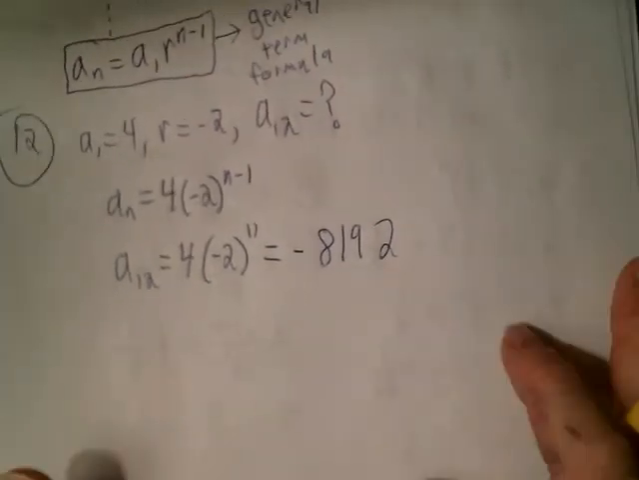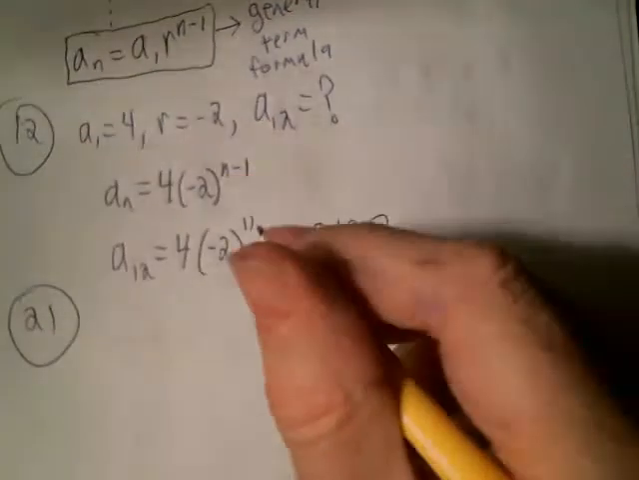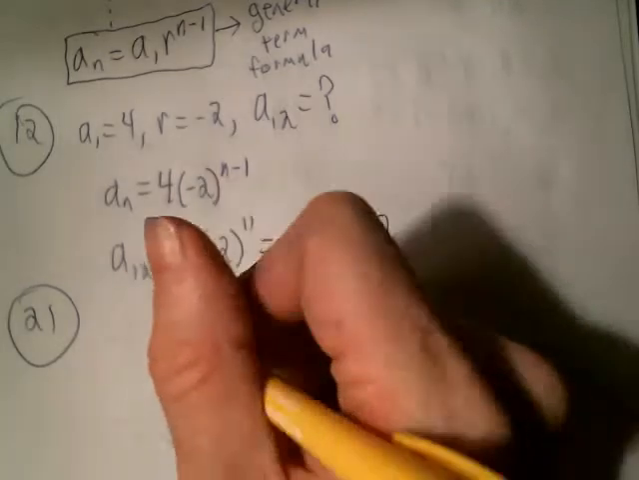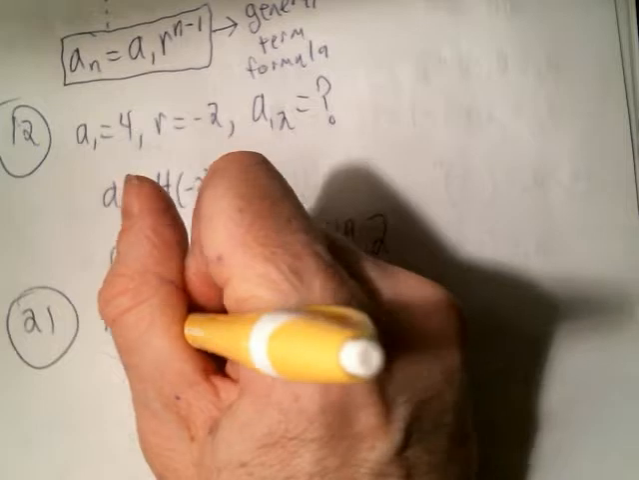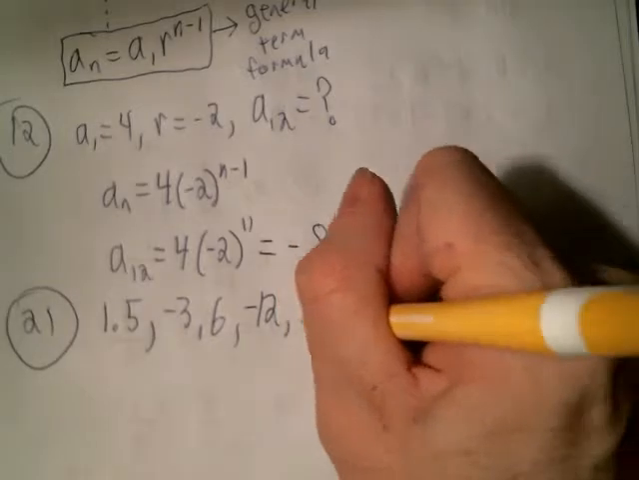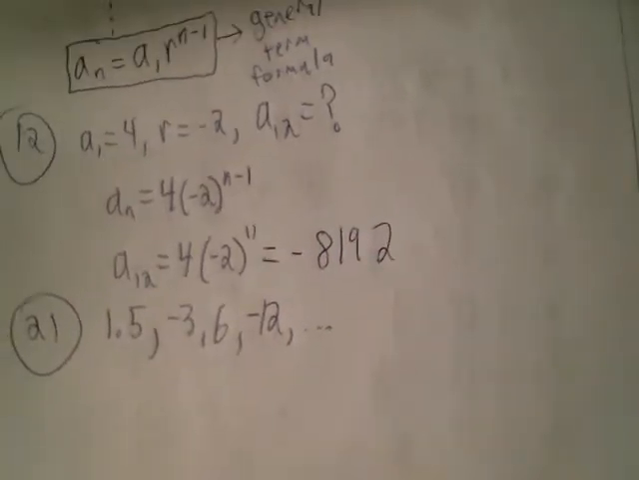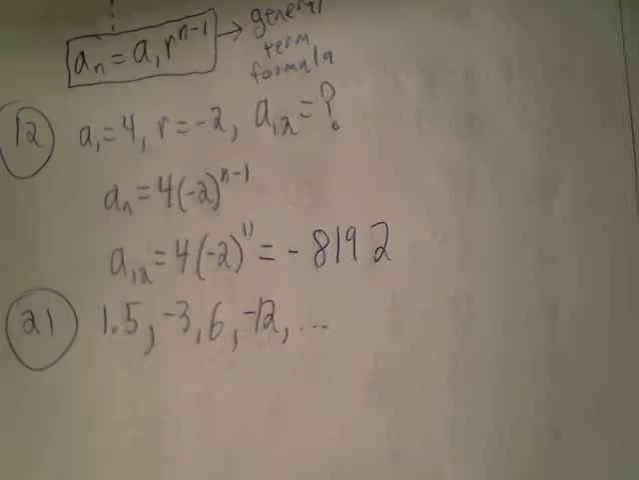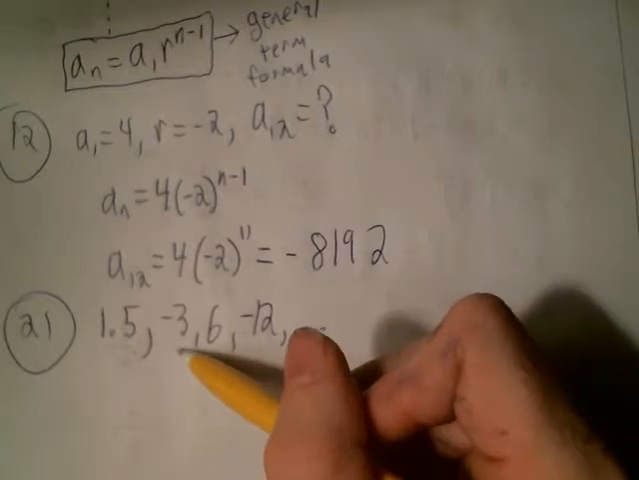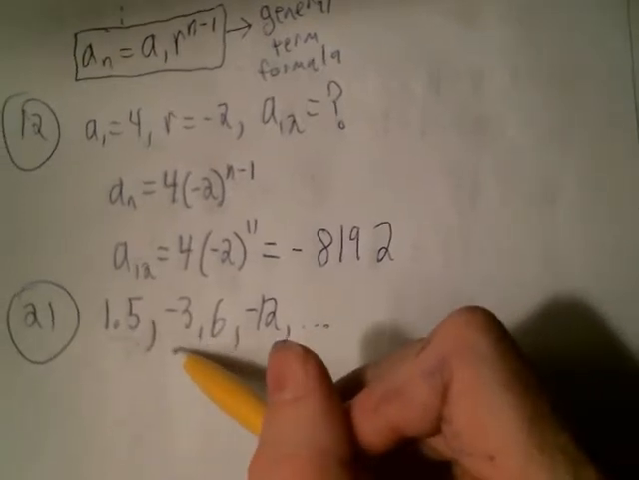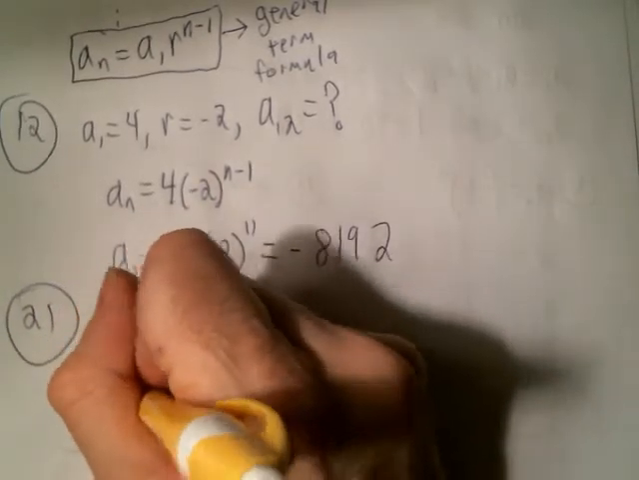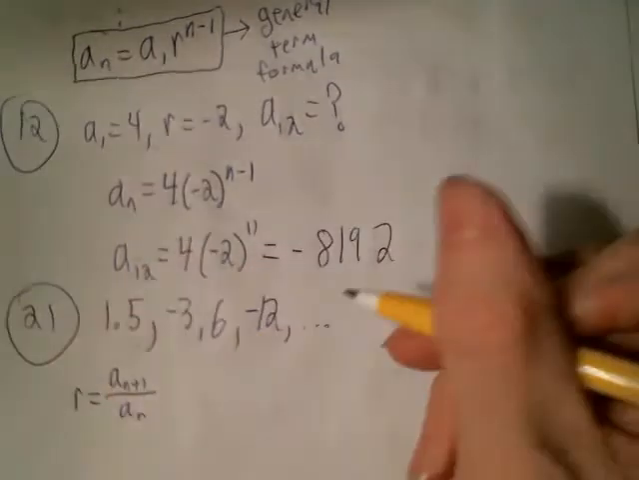Okay, let's look at other variations on this theme. Number 21, they want you to find the general term formula and then find a sub 7. So they give you the sequence. To find the r term, you remember in an arithmetic context, we would subtract 2 consecutive terms. Now we're dividing 2 consecutive terms. So r is always going to be a sub n plus 1 all over a sub n.